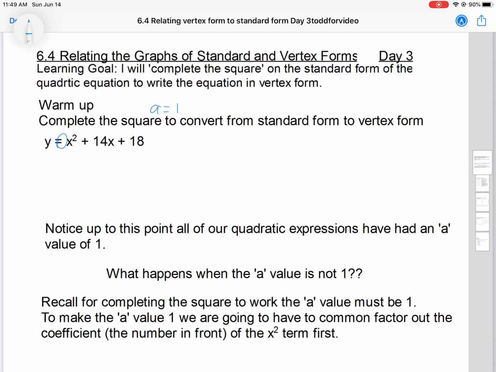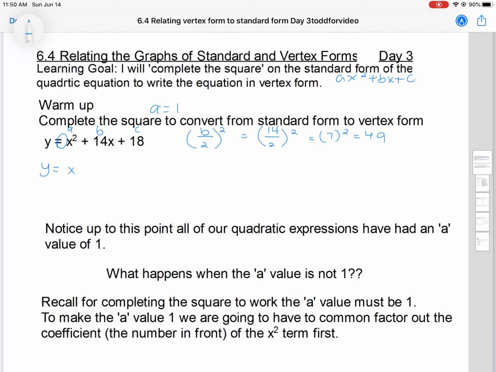So this is a, b, and c, right? So that is standard form: ax squared plus bx plus c. And then to complete the square, you do half the b value and square it. So that's 14 divided by 2 squared, which is 7 squared, or 49.